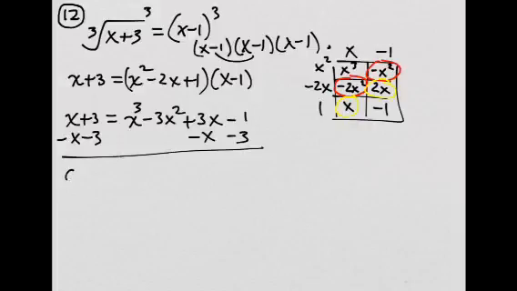So now we have 0 equals x cubed minus 3x squared plus 2x minus 4. Alright, so again, I don't know what's happening with the 3's and the 5's. I'm confusing them. I'm putting 3 when it should be 5. This should be a 5. And so that means this is a 5.